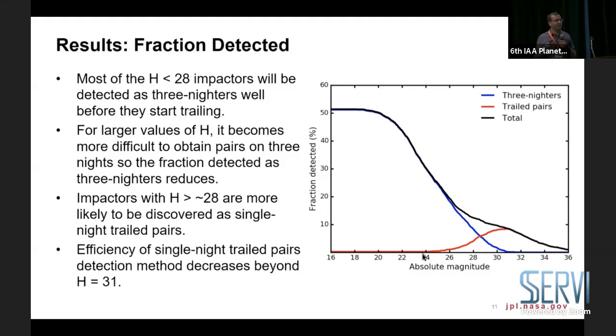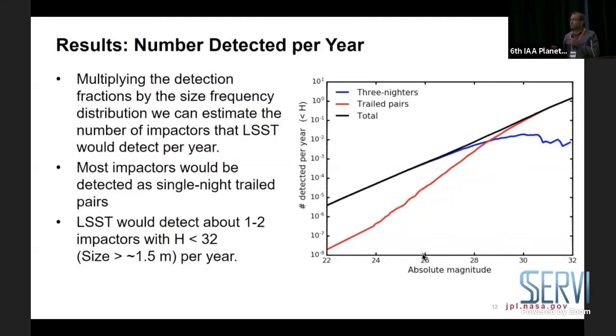So if you multiply each of the fractions in each of these size bins by the number of impactors expected per year, you get the number of impactors detected by LSST per year, which is what this figure shows. This is a cumulative plot of the number of impactors detected per year as a function of absolute magnitude. If you take H of 32, the rightmost point, you get about 1 to 2 impactors with H less than 32, which corresponds to a size of about 1.5 meters per year.